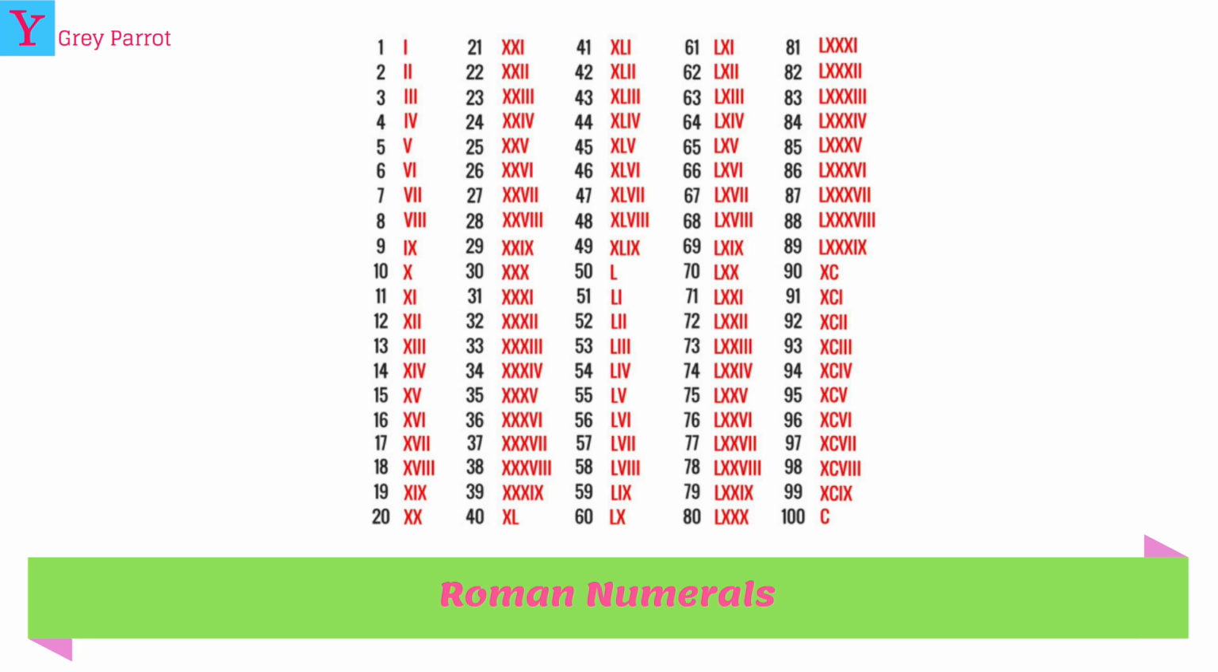So for 4, you do IV. That means you're taking away 1 from 5. 5 means V. 6 means VI. That means 5 plus 1. 7 means VII. And 8 means VIII. 9 means IX. That means taking 1 away from 10. And 10 means X. So the same formula is applied for every number.